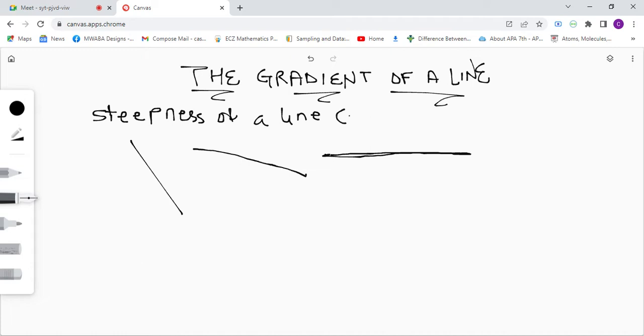So the gradient is represented by m. So for a flat line or a horizontal line, m equals 0. But for a vertical line, m is infinite or undefined.